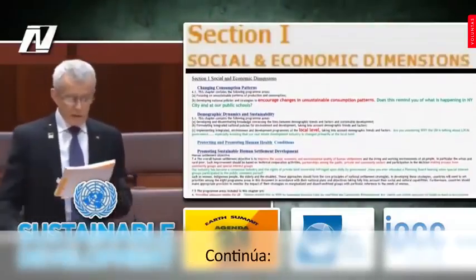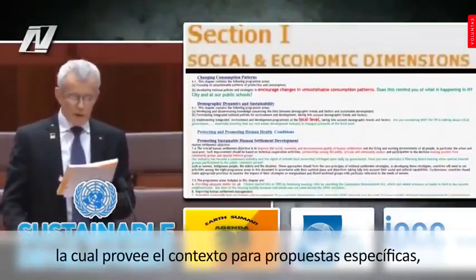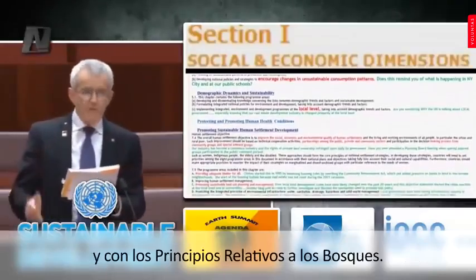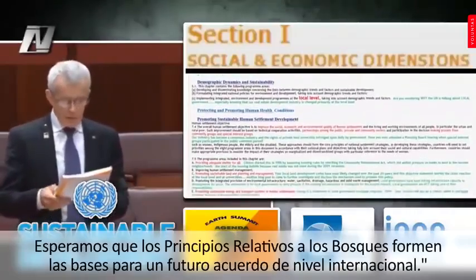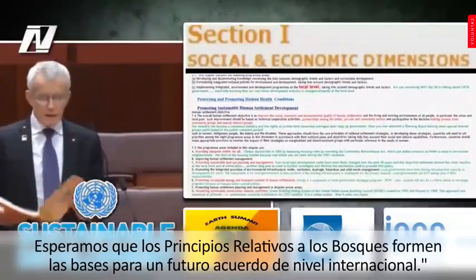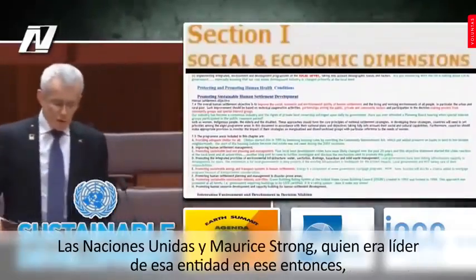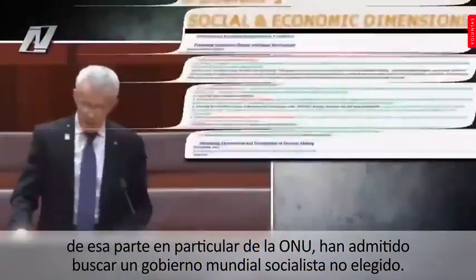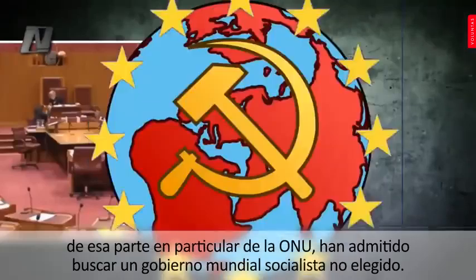The agenda, it goes on to say, should be studied in conjunction with both the Rio Declaration, which provides a context for its specific proposals, and the Statement of Forest Principles, which is embraced by the UN. It is hoped that the Forest Principles will form the basis for a future international level agreement. The United Nations and Maurice Strong, who was the head of that particular part of the UN at that time, has admitted to pushing for an unelected socialist global governance.